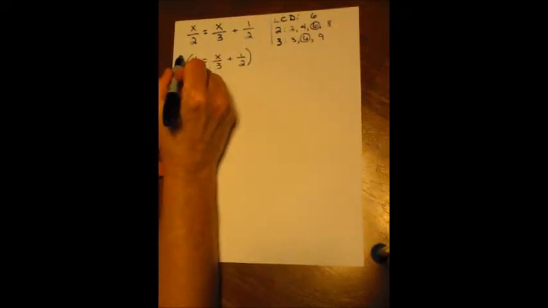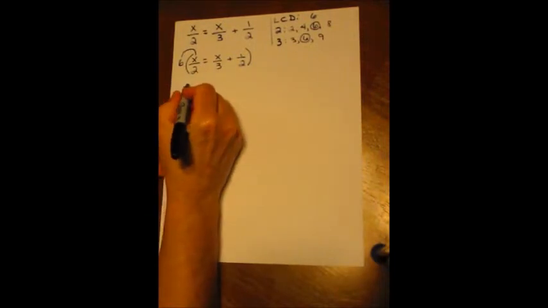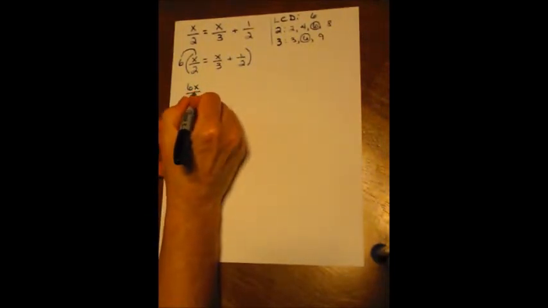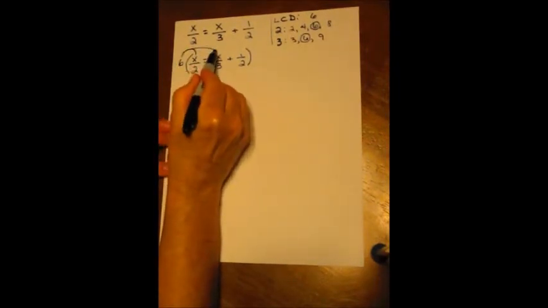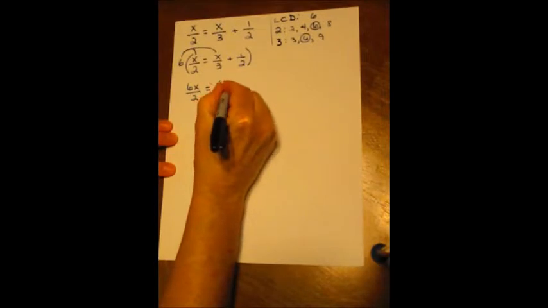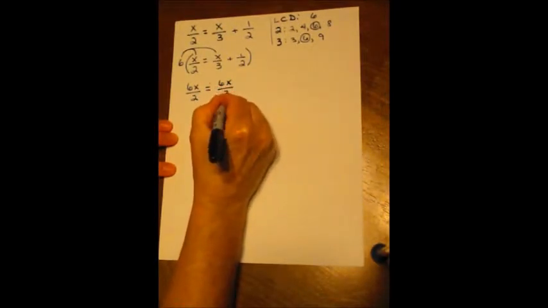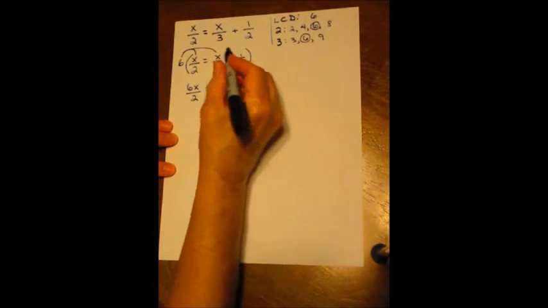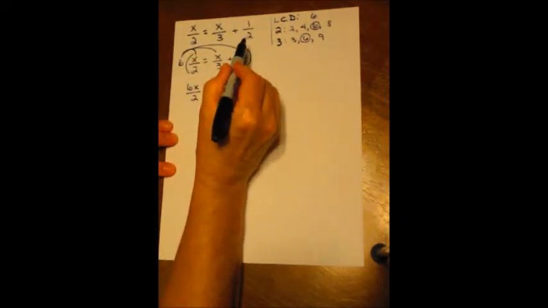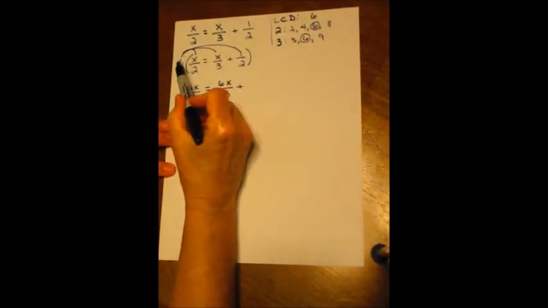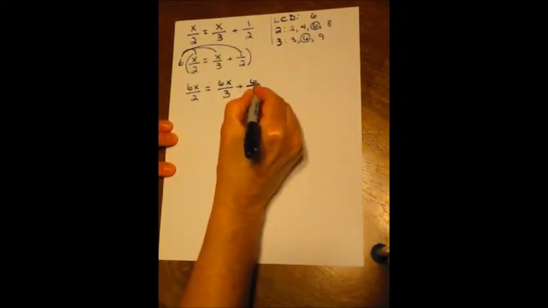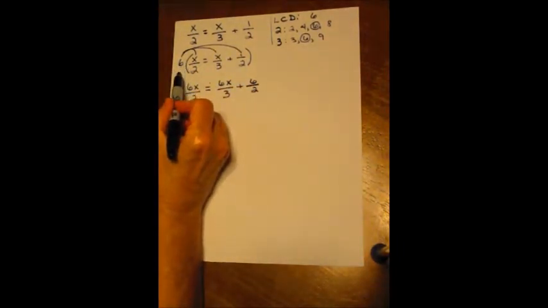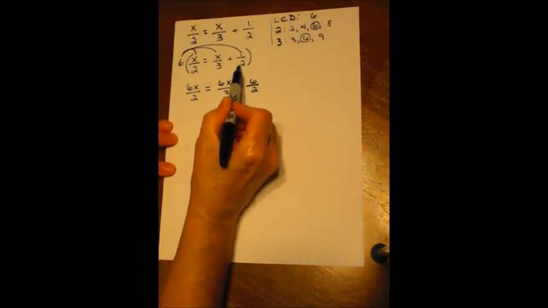I'm going to multiply 6 times x over 2, and I get 6x over 2 equals, then 6 times x over 3. I get 6x over 3. I'll bring down that plus sign. 6 times 1/2, and remember the way we multiply fractions is numerator times numerator, 6 times 1, which is 6, and then our denominator is a 2. Remember there's a 1 under here, and we're multiplying that 1 times the 2 to get 2.